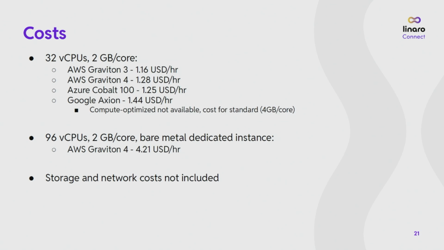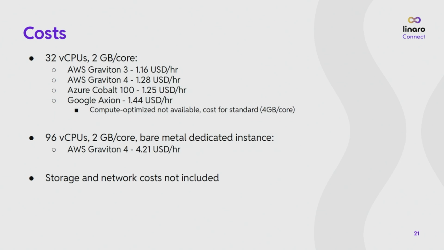A brief overview of the costs. Considering the instances with 32 vCPUs and 2 gigabytes of RAM, the cheapest one was Graviton 3, and also it's the one that had the slowest times. After that, there's the Graviton 4 and Cobalt 100 that have similar prices. And the most expensive instance was Google Axion, but it was also the fastest.